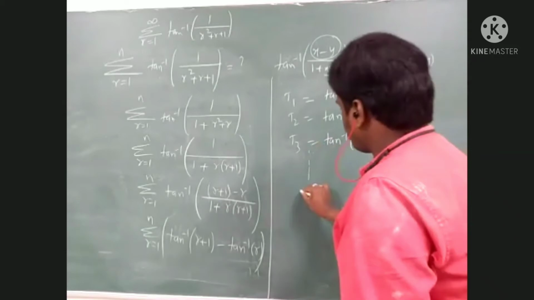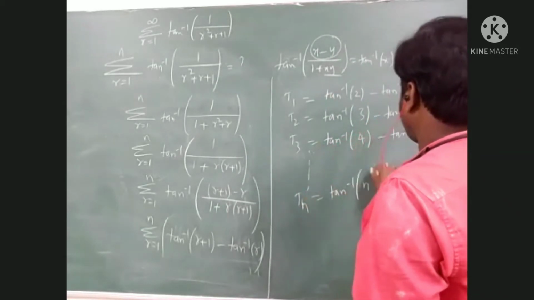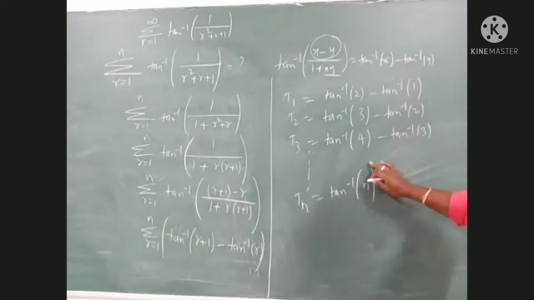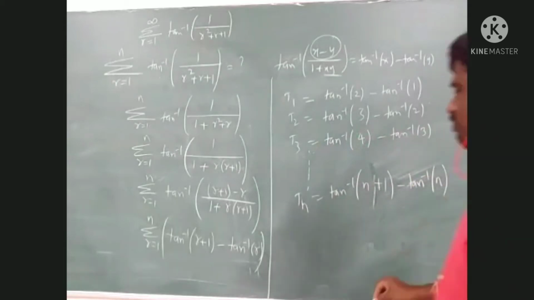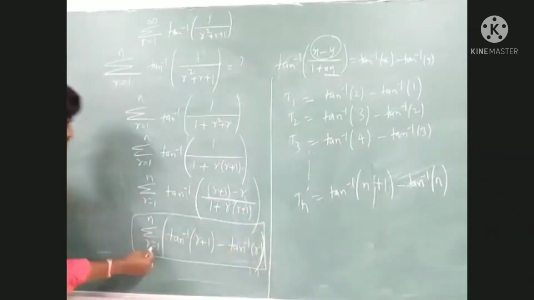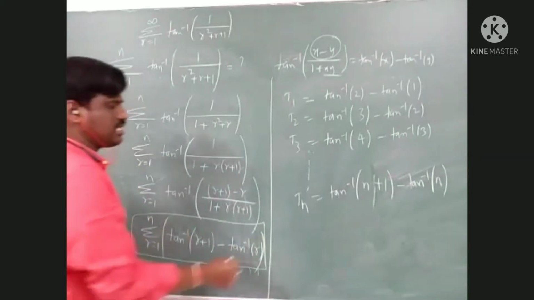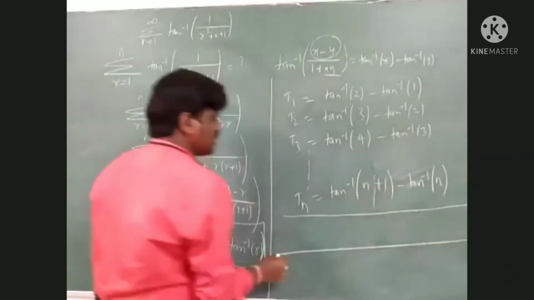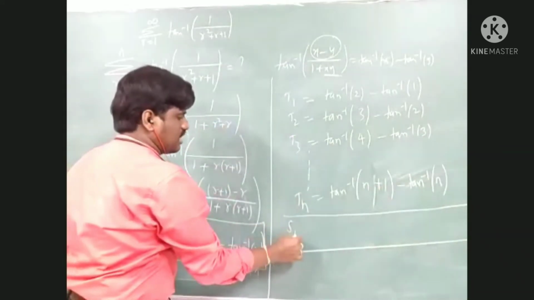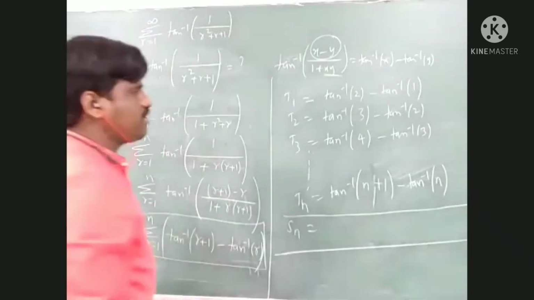Likewise, I'll get Tn is equal to tan inverse (n plus 1) minus tan inverse n. See what I am doing here in this expression: I am substituting r is equal to 1, 2 like that. Then sigma is nothing but summation. The addition of this total is Sn, that is nothing but the summation, the sum of all these numbers.